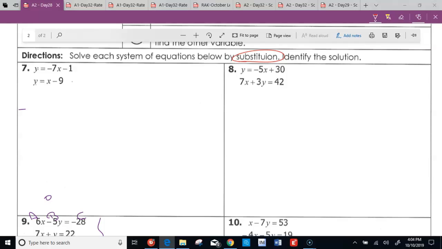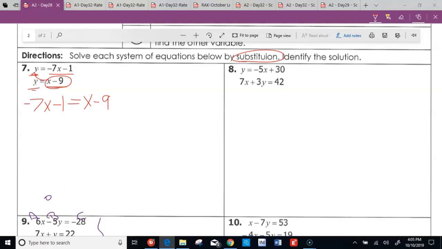So substitution means you're going to be plugging in one equation into another whenever possible. So for example, number 7, we have y equals negative 7x minus 1 and y equals x minus 9. So we have two things that equal the same exact thing. In this case, both equations equal y. So since the first equation equals y, and the second equation equals y, that means the first equation, negative 7x minus 1, has to equal the second equation, x minus 9. So what I did is I substituted this equation down here for y right here, because it tells me that's what y is equal to.